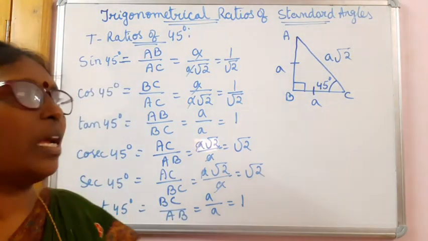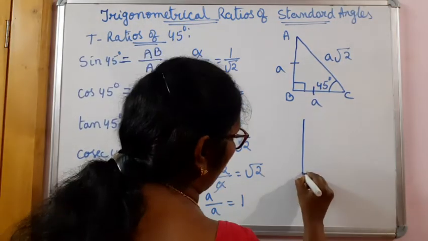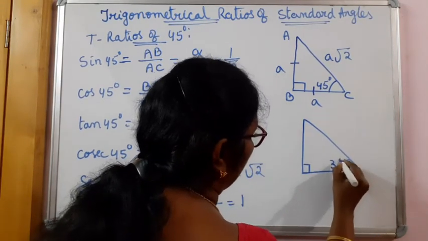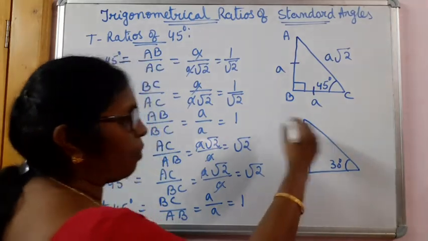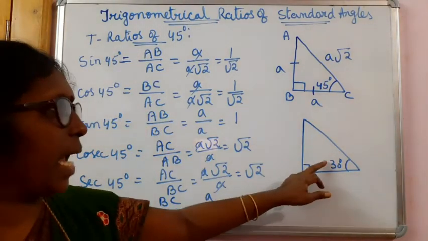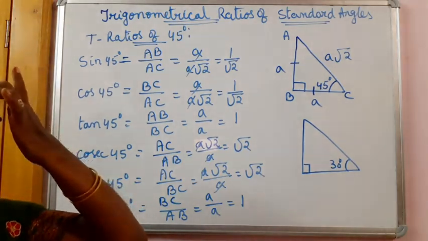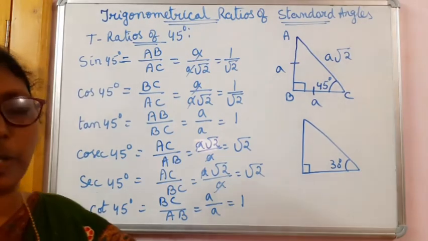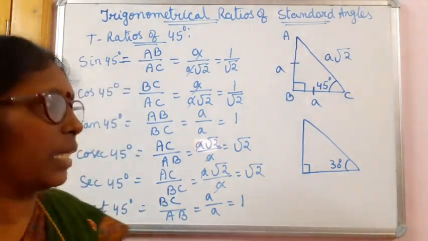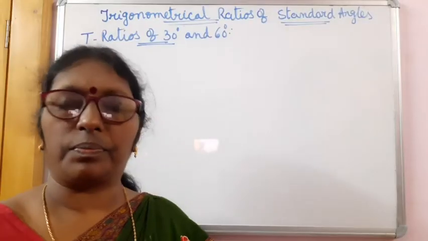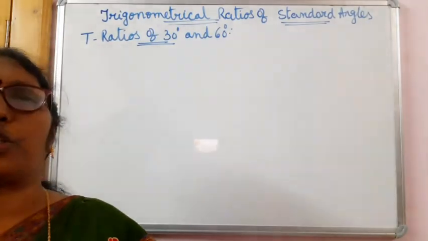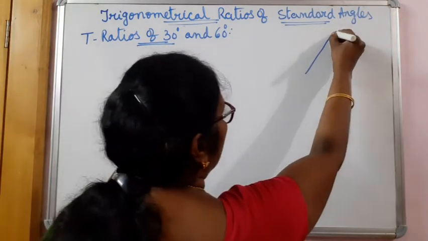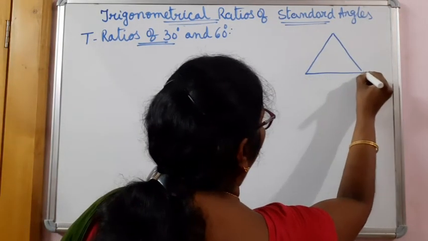In the same way, we can have T ratios of 30 degree and 60 degree also. Suppose this is 30 degree, then we can have T ratios of 30 degree angle and also T ratios of 60 degree. I will explain that little workout we have to do. In order to find the T ratios of 30 degree and 60 degree, what we have to do is, let us take an equilateral triangle.